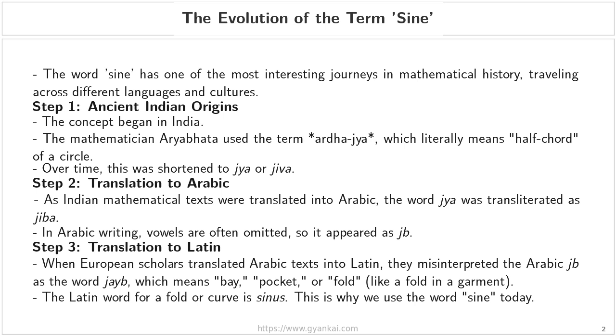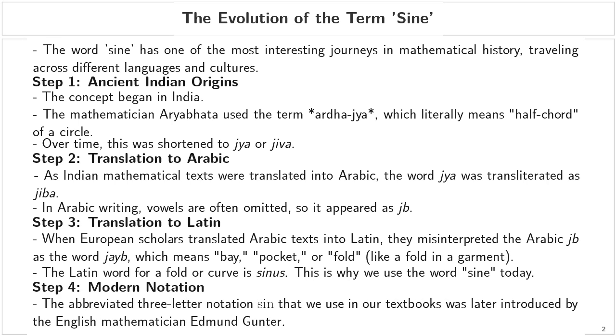This leads us to step 3, the translation to Latin, where a bit of a linguistic misunderstanding occurred. When European scholars later began translating these Arabic texts into Latin, they encountered that JB notation. They misinterpreted it as the Arabic word jayb, which refers to a bay, a pocket, or a fold, much like a fold in a piece of clothing. Since the Latin word for a fold or a curve is sinus, that is exactly how the term entered the Western mathematical lexicon. And that, class, is why we use the word sine today.